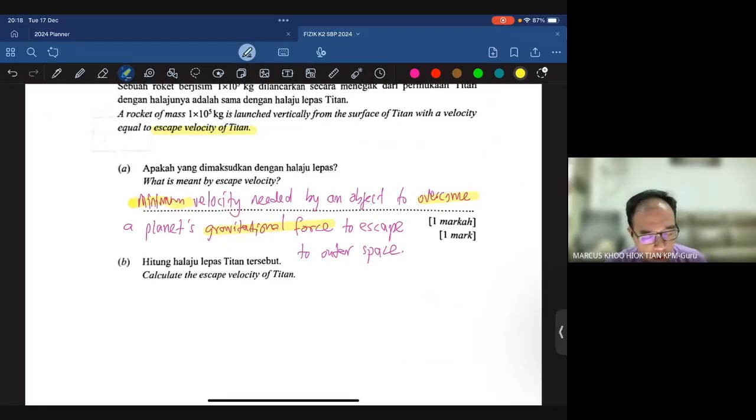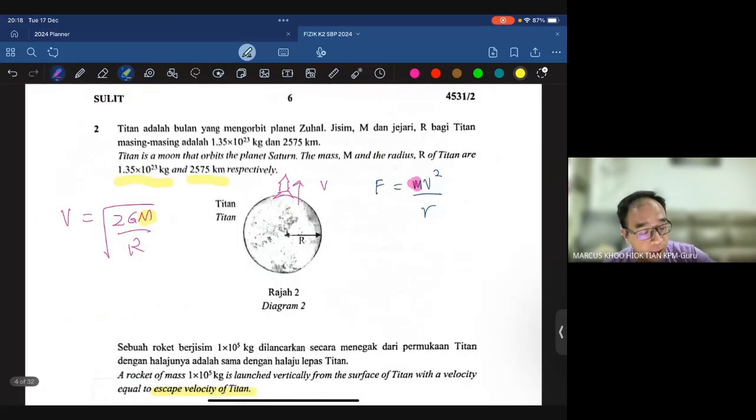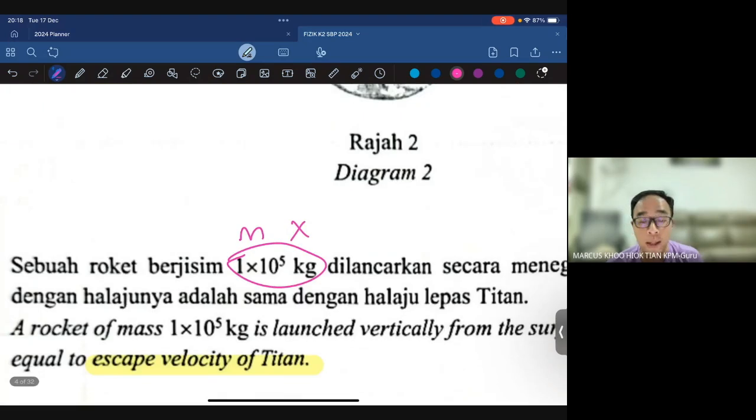Okay, calculate the escape velocity of Titan. Let's identify everything first. Obviously, this is one mass and this is another mass. So we have to be very clear about this. The formula for almost everything, except for centripetal force, which we don't want to look at today. We're using this mass. This has no relation. So the question then becomes, why do they give this 1 times 10 to the power of 5?